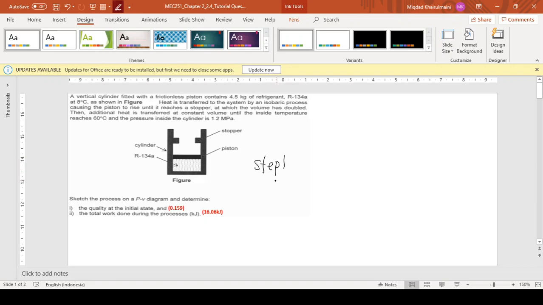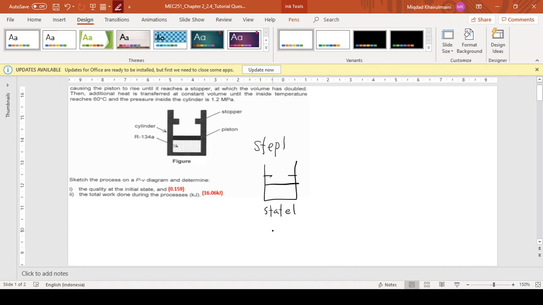For step 1, we have to draw the schematic diagram. So we have the piston cylinder device, with the stopper at the initial position. So this is state 1. And in state 1, we do know the temperature T1, which is 8 degrees Celsius, and also given in the question is the mass of the substance. So the substance for this question is the refrigerant R134A.